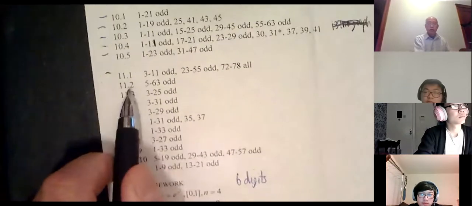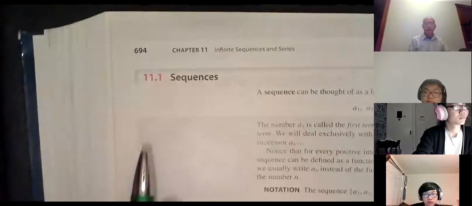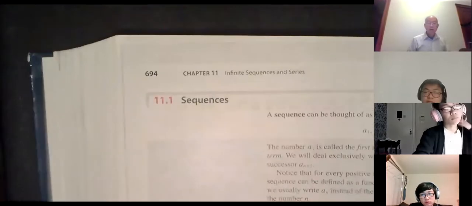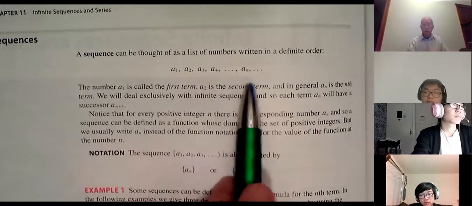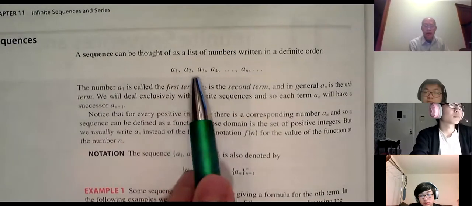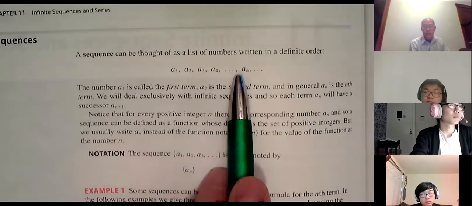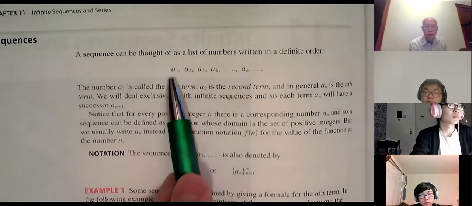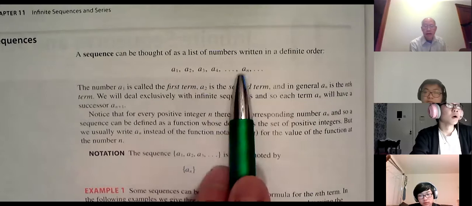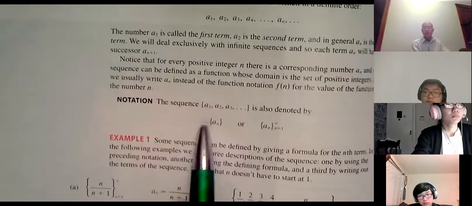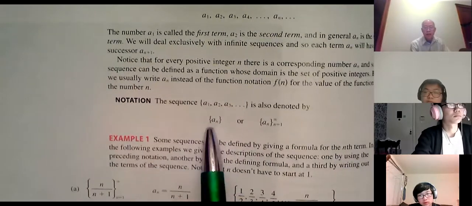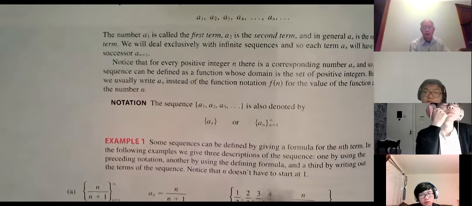All right, so here we go, 11.1. Okay, 11.1 is on sequences. You may have had sequences before, page 694. A sequence can be thought of just as a list of numbers written in order. Okay, we call it A1, A2, A3, A4 in general, AN. Okay, so A1 is the first term, A2 is the second term, AN is the nth term in general, and so on. Okay, so we can write them all out like this, or you can also write it like this, A sub n. This is a sequence, just an ordered list of numbers.